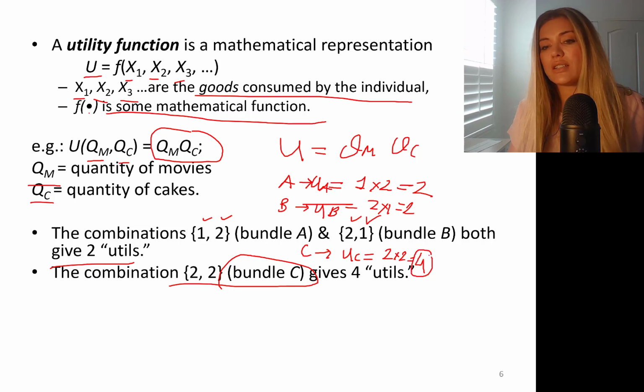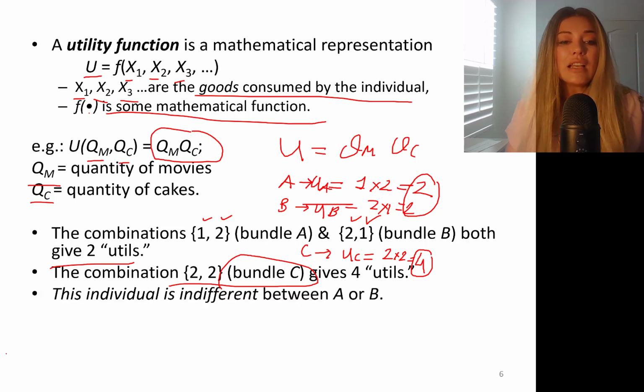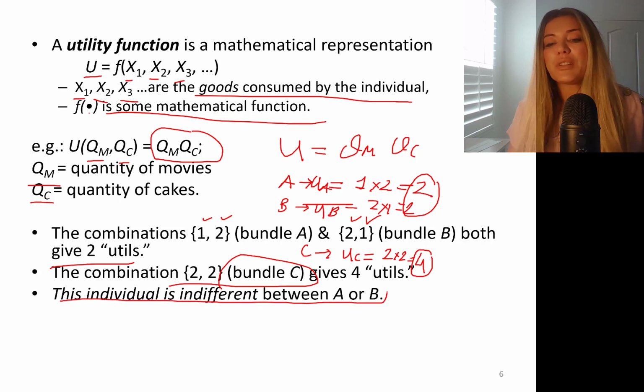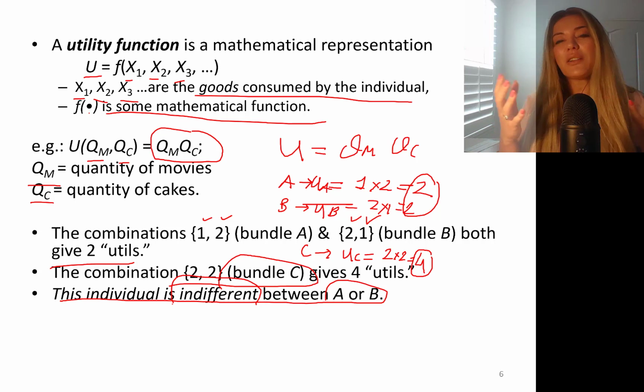So 4 is greater than either of these bundles. Bundle C gives you higher utility than bundle A or B. Therefore, it's highly preferred to A or B. So we say this individual is indifferent between A or B. Indifferent means either A or B are okay. Sometimes we say that, right? Oh, I don't mind. Either is fine.